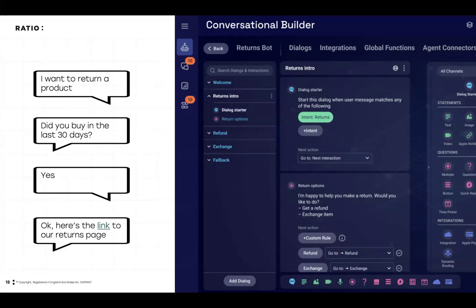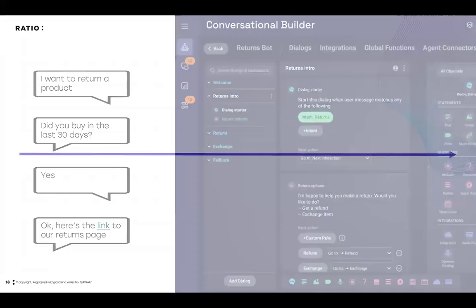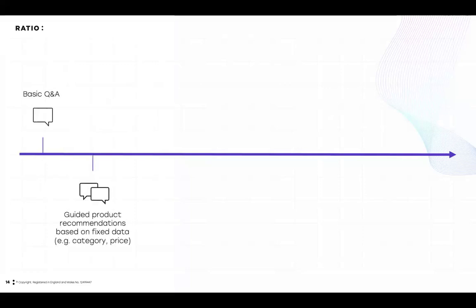There's, again, a whole load of companies that can provide you this at low cost. So very simple, straightforward, highly controllable, and the ability to hand off when things get more complex. On the other end of the scale, there's a huge amount of possibilities with AI, GenAI chatbots now. So those basic Q&A scenarios I just outlined, those guided product recommendations based on fixed data.